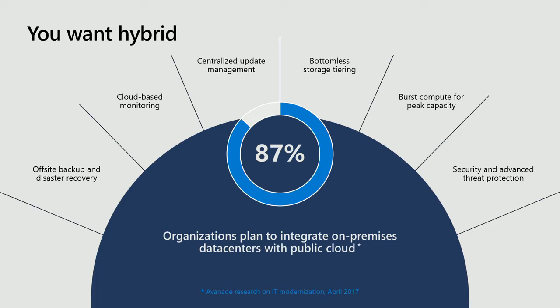When we ask people why they want hybrid, by the way, 87% of organizations are integrating hybrid cloud into their data centers as we speak. Why are they doing it? Things like backup and storage, bottomless storage for file servers, and DR capabilities. Also, using the cloud to better protect and monitor your on-premises. It's about taking advantage of the best of both. There's a view where you're on-premises looking into the cloud, and a view where you're in the cloud looking down into on-premises. And spoiler alert, that's what Microsoft is all about.